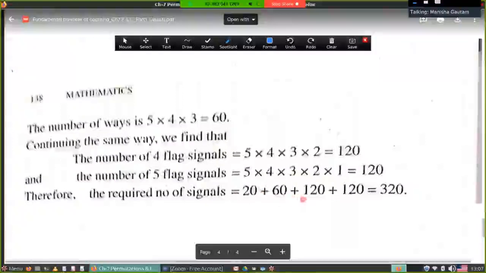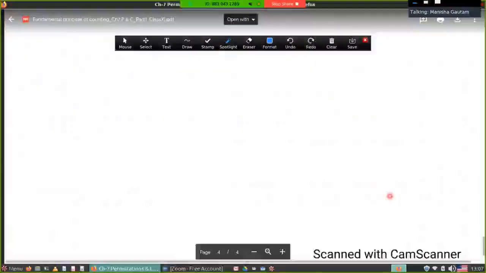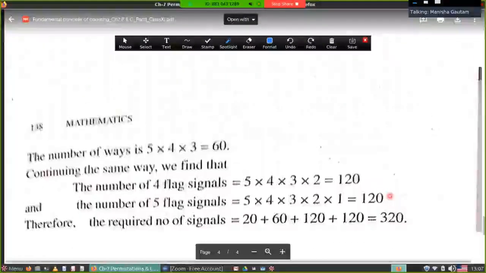Add those 4 cases: when you're using 2 flags, then 3 flags, 4 flags, and 5 flags. You are getting 20 plus 60 plus 120 plus 120. You're getting 320 signals. You can get 320 signals when 5 flags are given to you and at least 2 flags are used. Okay, this is a very good example. In this example, 'at least' is very important. I think you can understand how to apply the fundamental rule of counting to calculate the arrangements of the given objects.